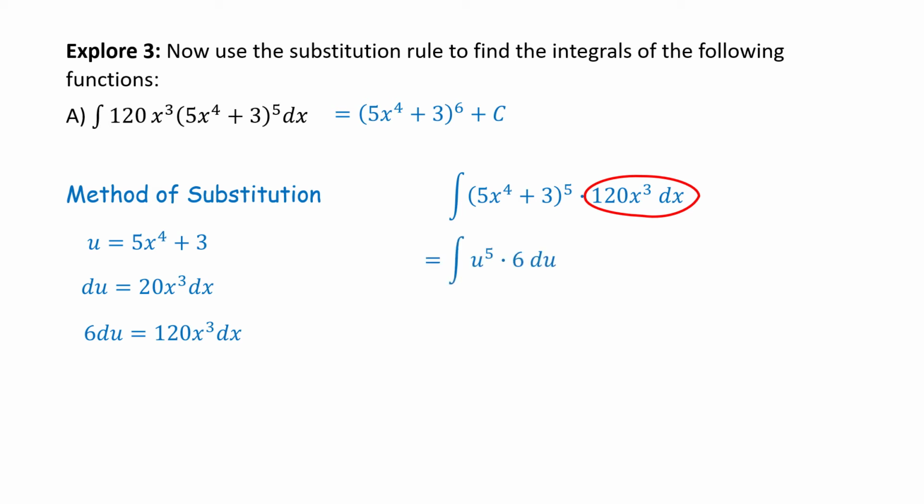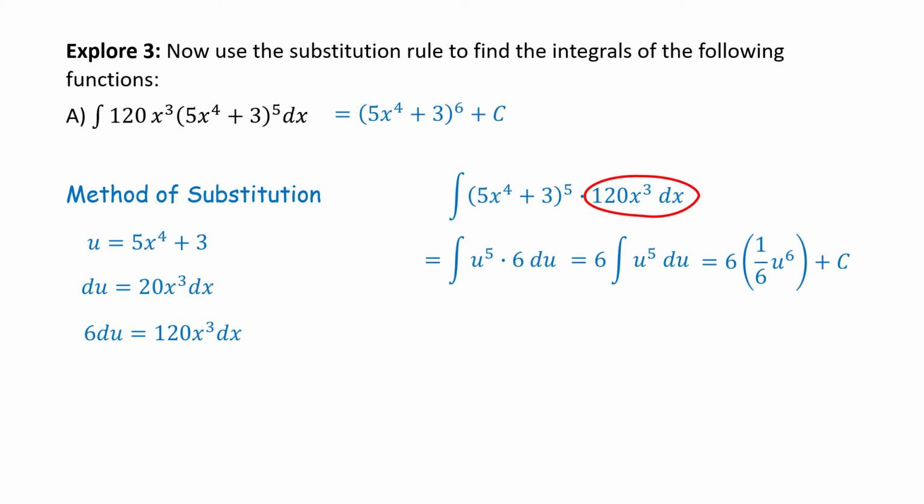Now we can make direct substitutions. That is, we get the integral of, and instead of 5x to the fourth plus 3, we replace it with u to the fifth. And where we had 120x cubed dx, that in terms of u is 6 du. Let's apply some properties of integration and move the 6 to the outside of the integral symbol. So that'll be 6 times the integral of u to the fifth du. That's pretty straightforward to integrate. Using the power rule for integration, you have the constant 6 times, and then 1/6 u to the 6th.